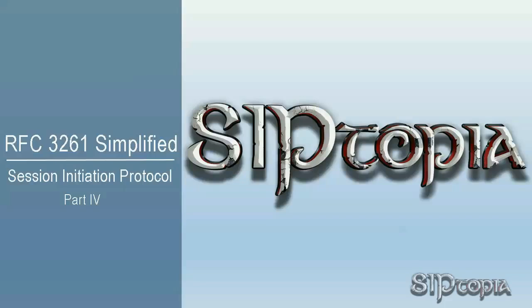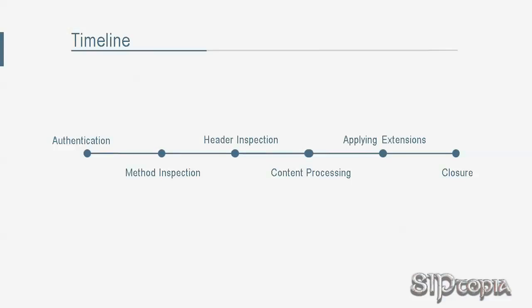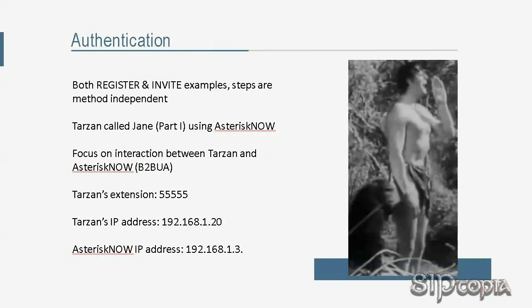When a new and out of dialog request is received, the user agent server first follows certain steps independent of the method used in the request. After these steps are completed, the processing continues, but now specific to the method used. We are going to cover these initial steps in this part of our RFC 3261 Simplified series and continue with the method-specific processing in the following parts. The initial steps are authentication, method inspection, header inspection, content processing, and applying extensions. So let's start with authentication.